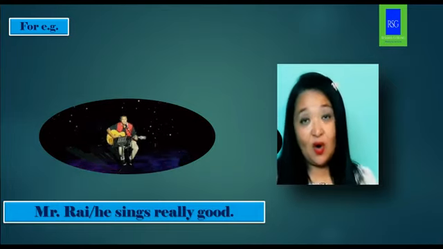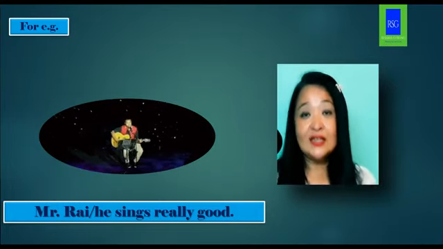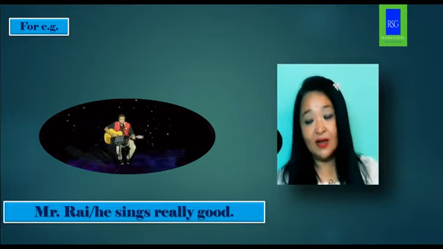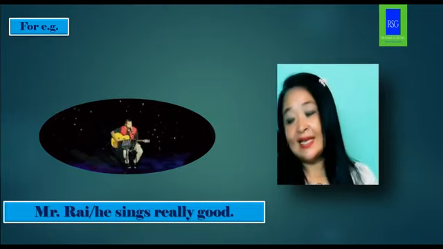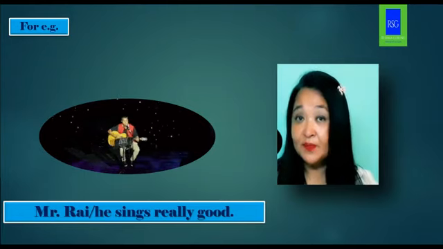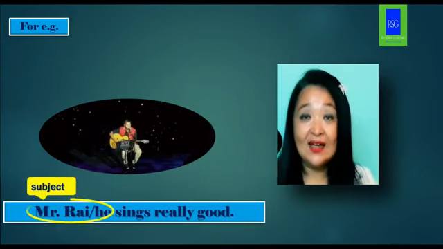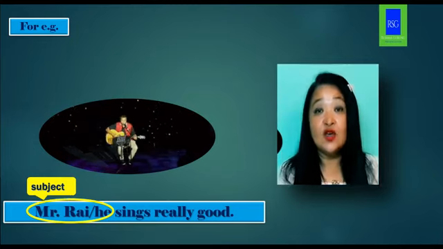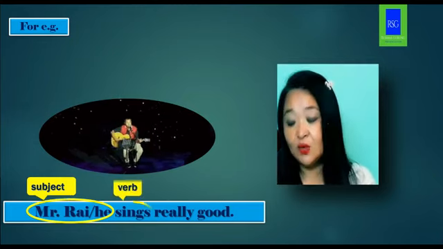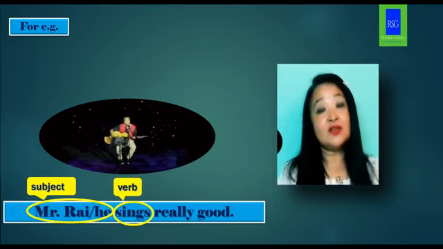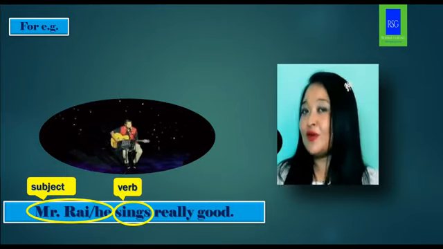Mr. I or he. Mr. I is a noun, he is a pronoun, so you can use either Mr. I or he. Okay, Mr. I or he sings really good. So the subject that I have used here is what? He. So when you are using he, you have to use the verb with what? S. Understood? So Mr. I or he sings really good.